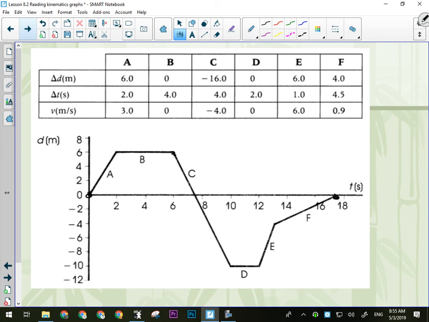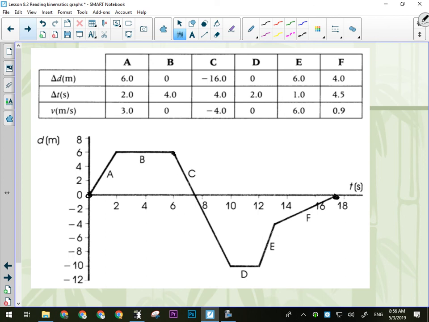What's the total distance traveled? That's a little tougher. That's going to take you a little longer. You're actually probably going to have to write some things down, because distance doesn't care whether I go forward or backward. 32? Okay, how did you figure that out? A was 6 meters, C was 16, 10 back up.